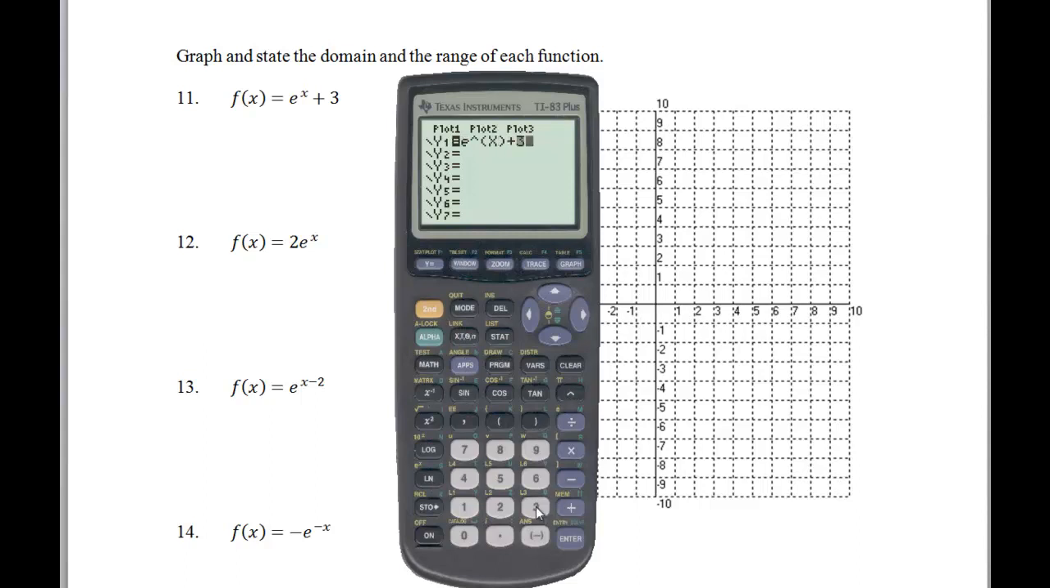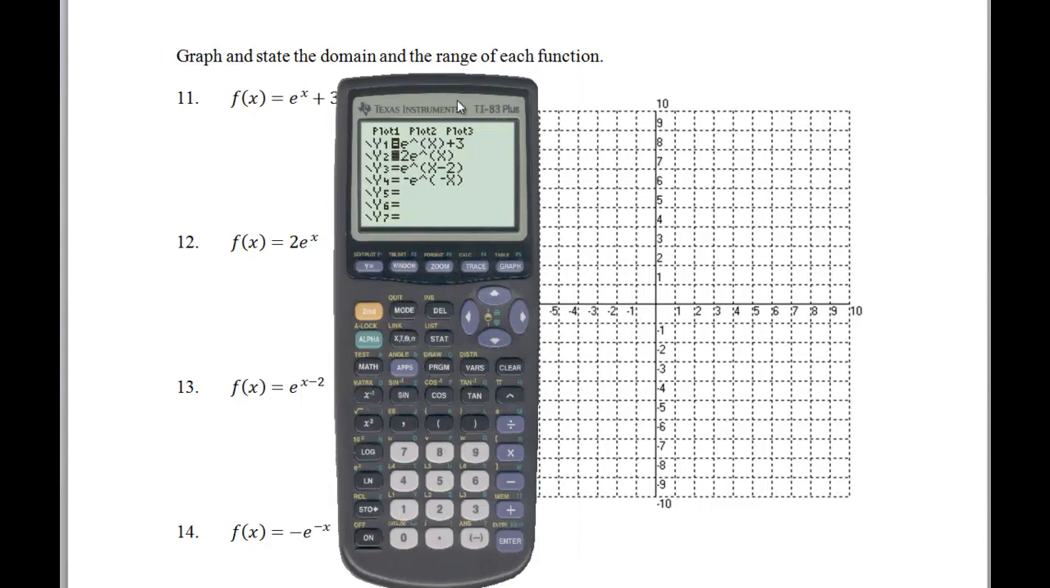This first one's going to be x plus 3. The second equation is going to be 2 and then e raised to the x power. The third equation is going to be e raised to the x minus 2 power. And finally, we're going to have negative e raised to the negative x power. Now what I can do is go back to these little equal signs here and turn those on and off so I can select which graph I want to view at once.